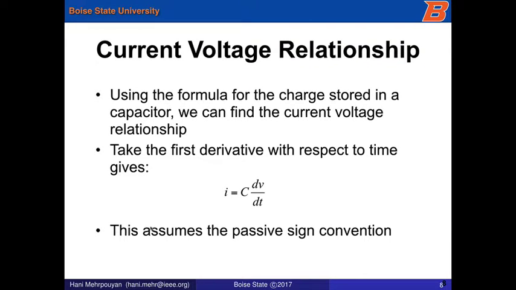But what is important for us is to always find that current-voltage relationship. And if we go back to Q equals CV and take the derivative of both sides, we have dQ/dt, which is equal to I, is equal to C dV/dt. So that's the expression that is very important for us: I equals C dV/dt. And that's the relationship that capacitors have in terms of current and voltage.